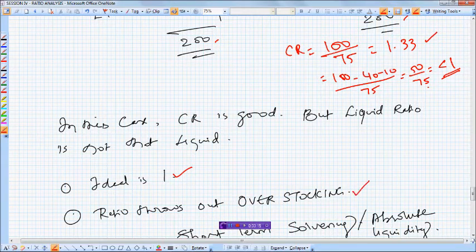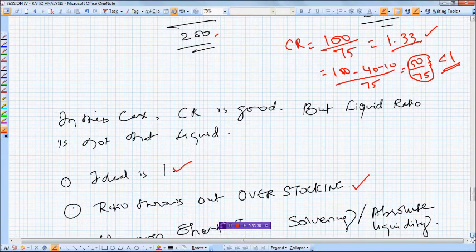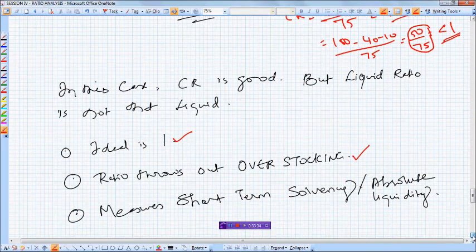In this case, their current ratio is 1.33, whereas when the quick ratio was tested, the ratio is less than 1. And why is this? It is mainly because of inventory, where the company had a very high level of inventory at 40 crore, whereas the ideal is only around 5 crore. So it throws light on overstocking.